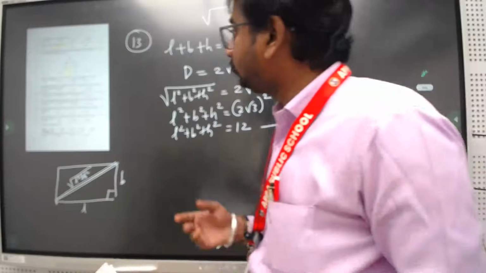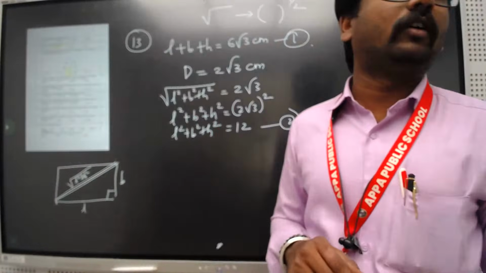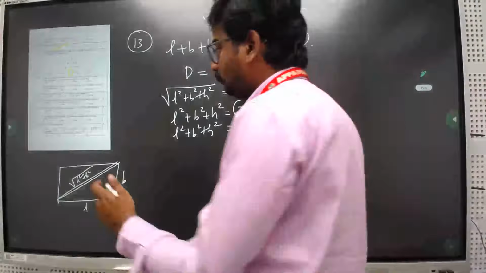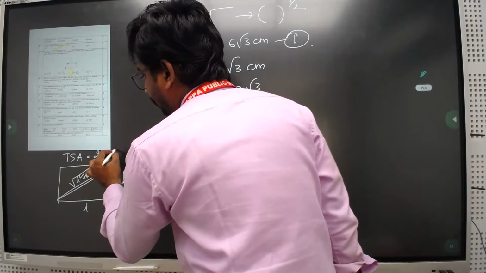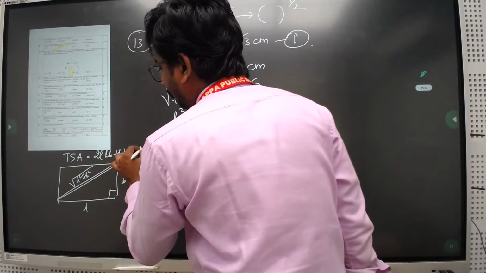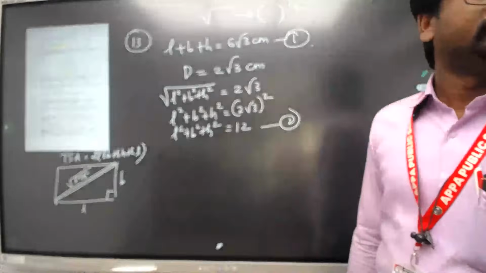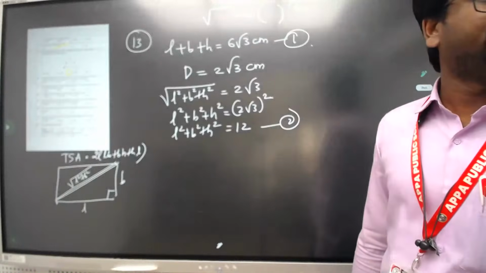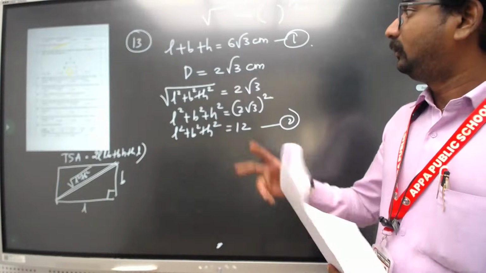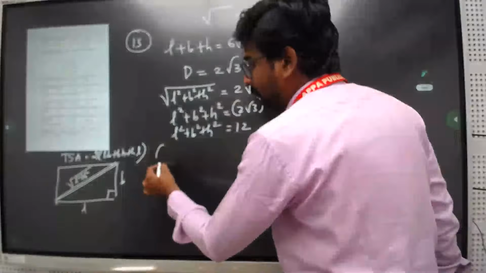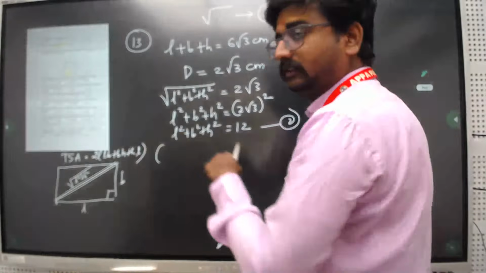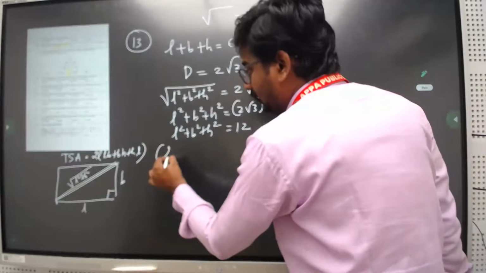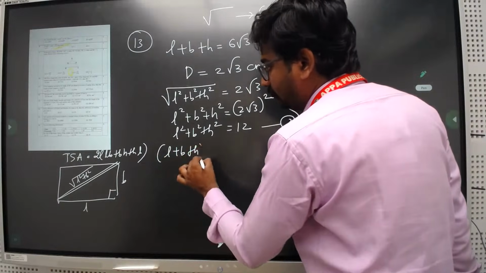But what are they asking us to find? The total surface area of the cuboid. And the formula for the total surface area of a cuboid is twice of LB plus BH plus HL. Now what should I do? What is that formula? A plus B plus C whole square. Instead of ABC, I will take L, B, H: L plus B plus H whole square.